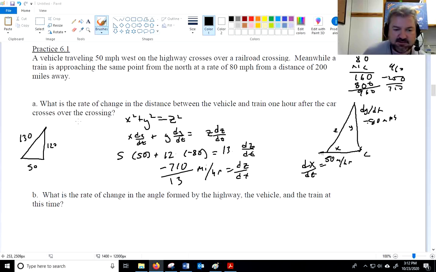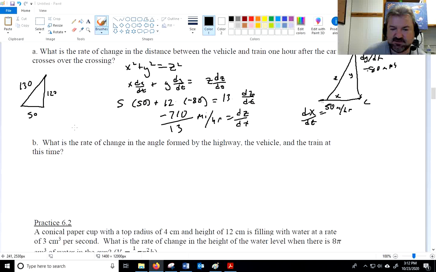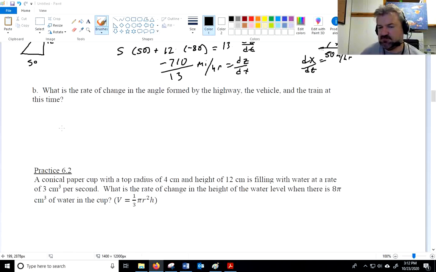All right, letter B. What is the rate of change in the angle formed by the highway, the vehicle, and the train at this time? Okay, so the highway, the vehicle, and the train. So here's the vehicle. The highway is this road, and the train is over here. So we're talking about theta right there. Well, we know actually all three of the rates have changed, so it doesn't really matter.